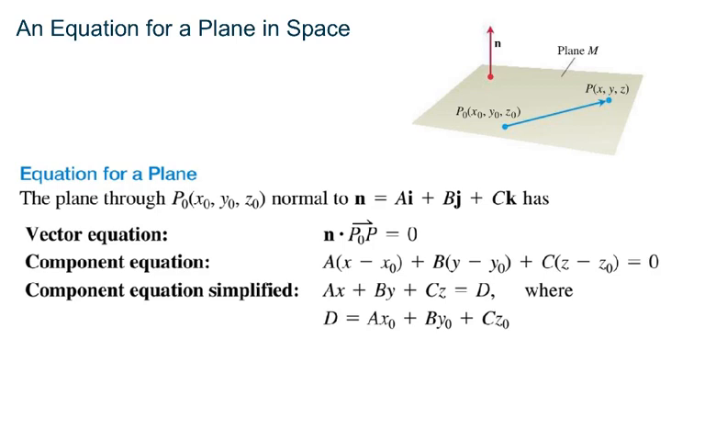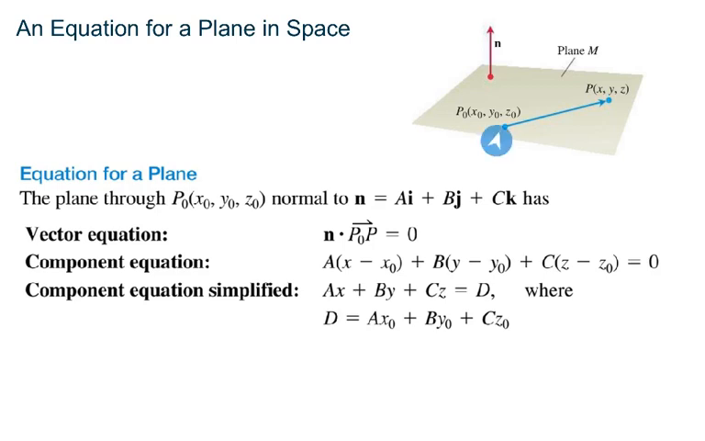So here I've brought in our definition for the equation of a plane. Suppose we have plane M and it passes through this point, P0, and that it is normal to this non-zero vector. Normal is a fancy way of saying perpendicular, the non-zero vector N. And we're going to define N as having some Ai component plus Bj component plus Ck, where A, B, and C are constant values.